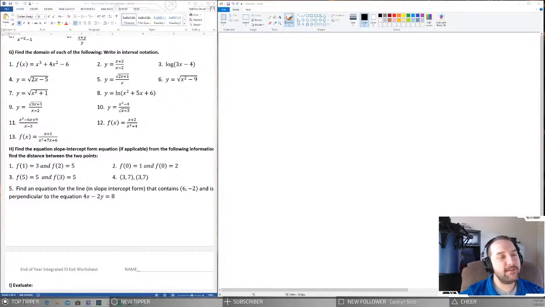For G, we actually haven't practiced too much of G throughout the class, but we're just finding the domain. I don't mind how you go about finding the domain. In general, we can use a graph to figure it out. So if we wanted to use Desmos to help with that, for example, let's try number 5.